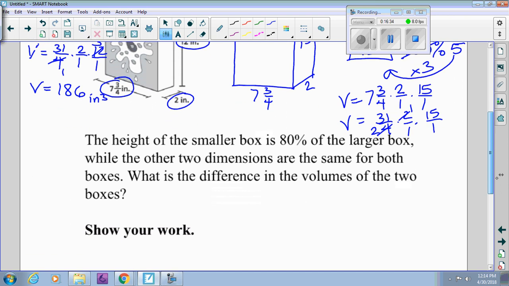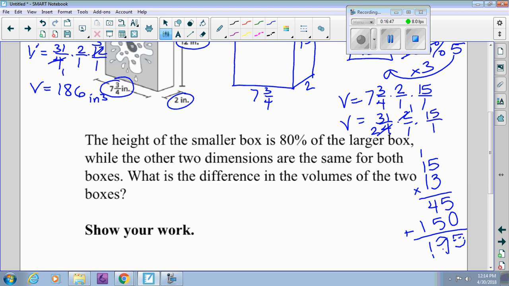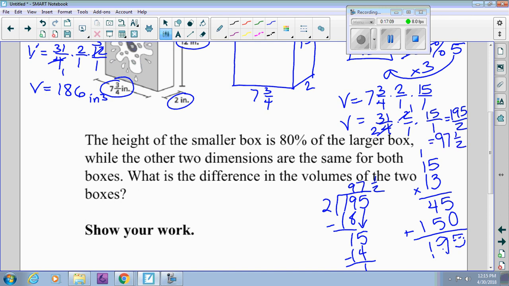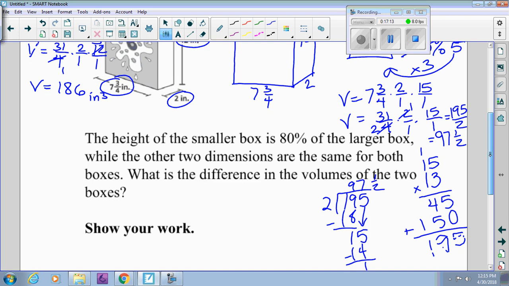So a little bit of math here. 31 times 15. 3 times 5 is 15. 4, 0, 5. Add them up. We have 195 over 2. 195 divided by 2. So 97 1/2 is the volume of this one. So we've done a few steps. We still have one last step. We have to find the difference in the two volumes.